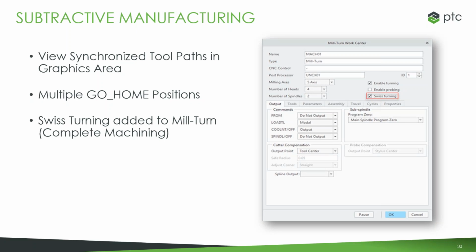And then finally, the ability to explicitly call out Swiss turning operations. It means if you have a mill turn machine, you can fix the Z-axis and put all in the appropriate CL commands to that output file. So if that's something you work with, that's definitely something that you're going to get great use out of there.